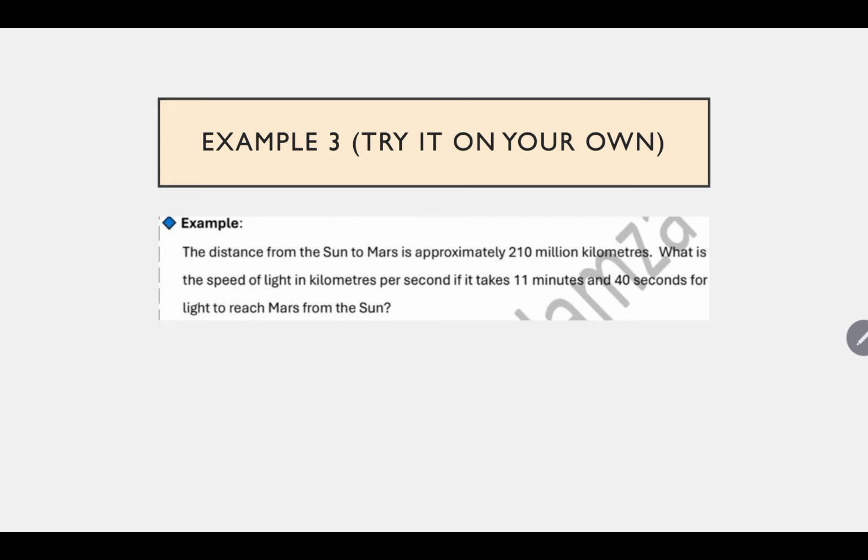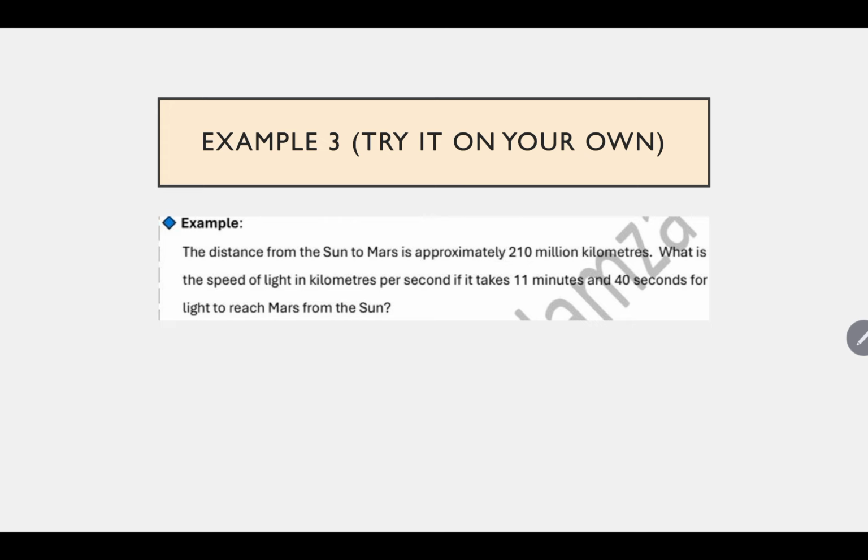Another example, again, pause the video, try it on your own, and then unpause. The distance from the Sun to Mars is approximately 210 million kilometers. Remember, million has 6 zeros, so I can simply write it as 210 times 10 to the power of 6. What is the speed of light in kilometers per second if it takes 11 minutes and 40 seconds for light to reach Mars from the Sun?